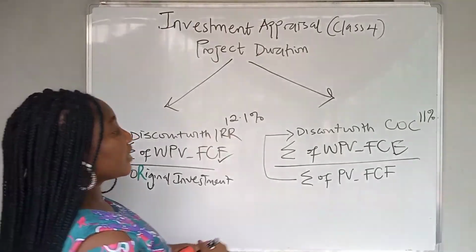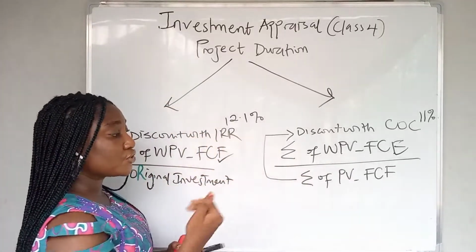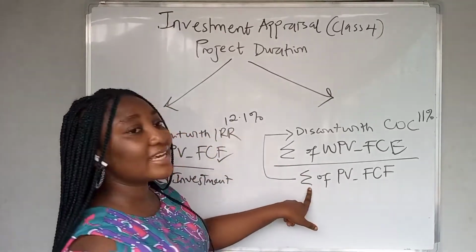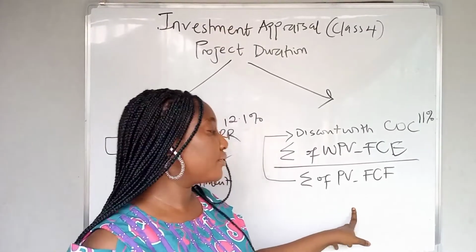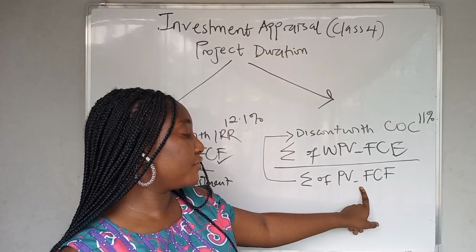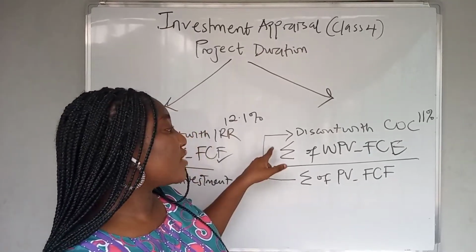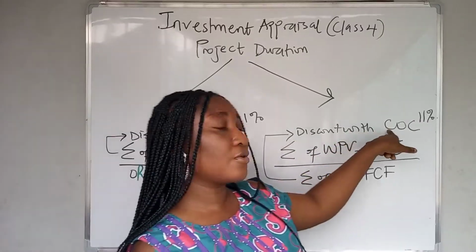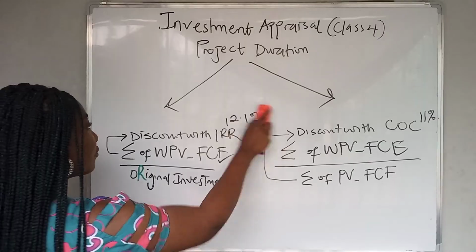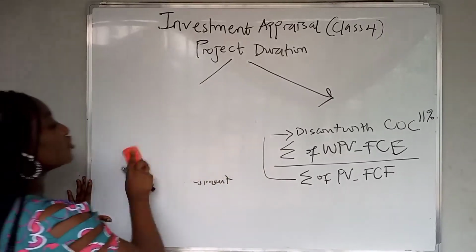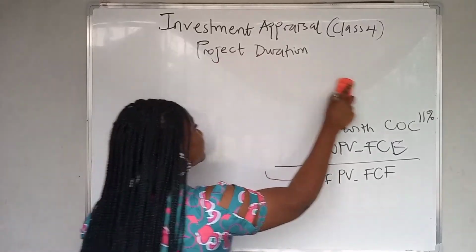Then the other approach, which is dependent on the information you're given, is when you're trying to regain the present value of the future cash flows. If you are trying to regain the present value of the future cash flows, you are discounting the numerator with the cost of capital. Does that make sense? It makes sense. So now let's solve the project duration.